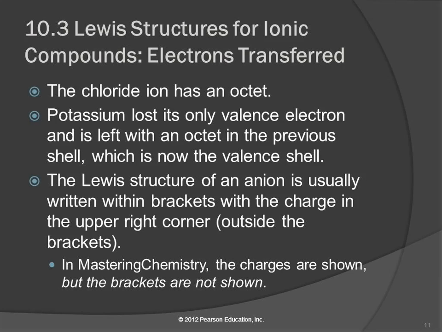So the chloride ion then has an octet. The potassium atom lost its only valence electron. And what it's left with is an octet in the next lowest shell. So we put brackets around the anion.